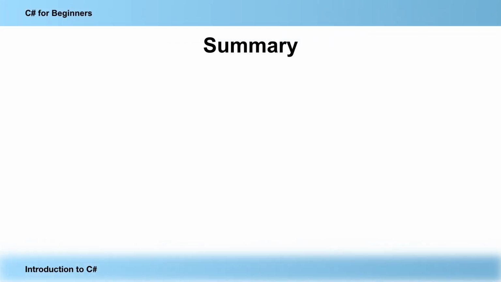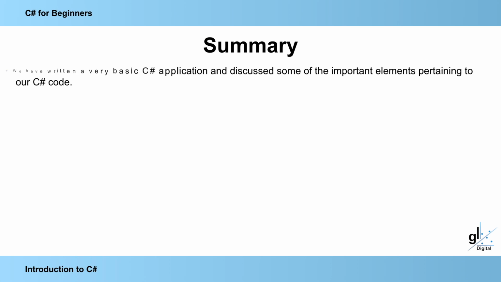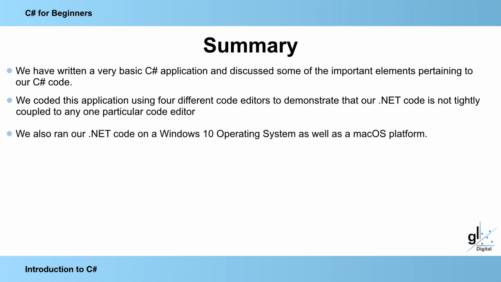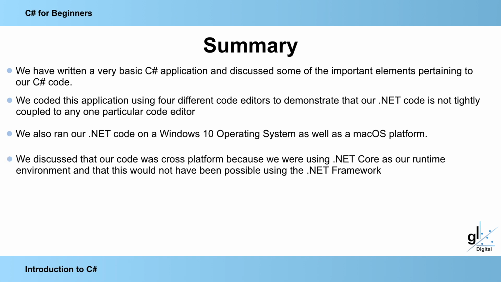Let's summarize what we have discussed in this tutorial. We have written a very basic C# application and discussed some of the important elements pertaining to our C# code. We coded this application using 4 different code editors to demonstrate that our .NET code is not tightly coupled to any one particular code editor. We also ran our .NET code on a Windows operating system as well as a macOS platform. We discussed that our code was cross-platform because we were using .NET Core as our runtime environment, and that this would not have been possible using the .NET Framework.